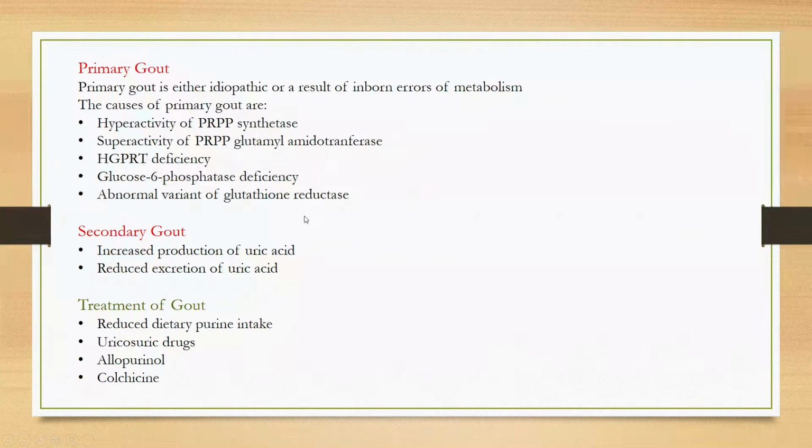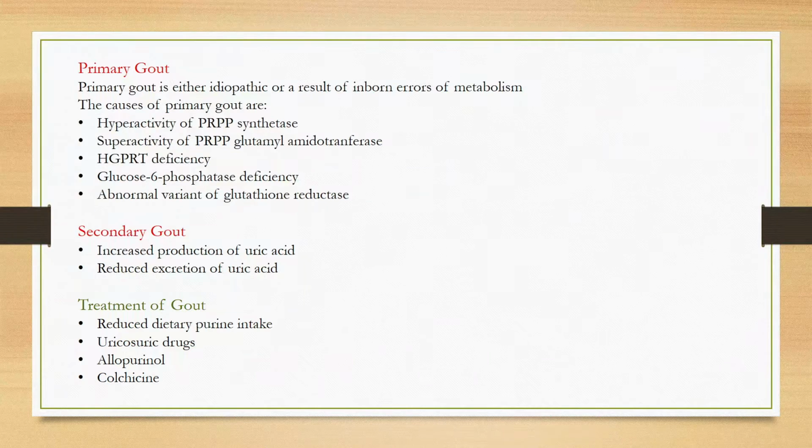Another is an abnormal variant of glutathione reductase. The enzyme glutathione reductase converts oxidized glutathione to reduced glutathione utilizing reduced NADP, that is NADPH, which is generated by the HMP shunt pathway. Abnormal activity of the enzyme causes increased production of ribose 5 phosphate, thereby PRPP, and eventually leads to hyperuricemia.